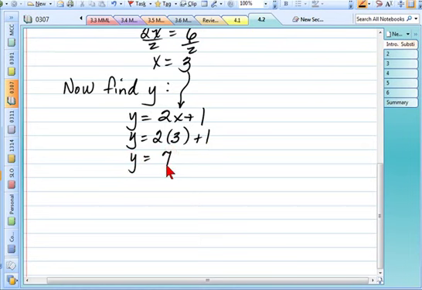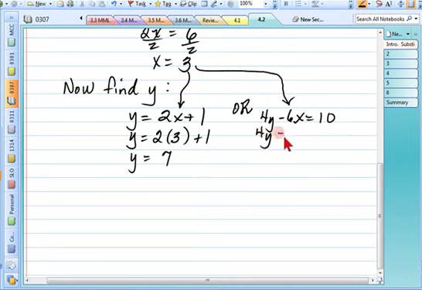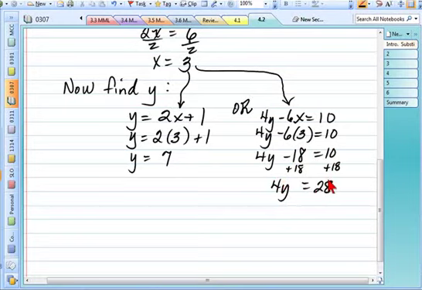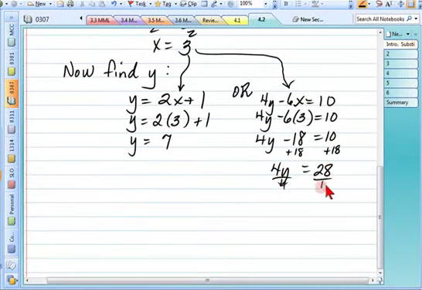But I really want to show you, you don't need to do this twice. But you could, if you wanted to. I could write down 4y minus 6x is equal to 10, and I could plug it in here. That's 4y minus 6 times 3 is equal to 10. I hope you're about to see that this is a lot more work. So 4y minus 18 is equal to 10. Add 18 to both sides. 4y is 28. Divide by 4. y is still 7.